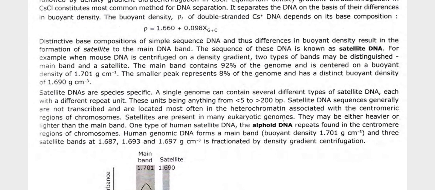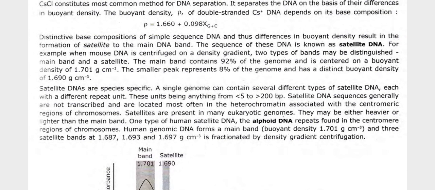Then the distinctive base compositions of simple sequence DNA and differences in buoyant density result in the formation of a satellite to the main DNA band. The sequence of this DNA is known as satellite DNA. For example, when mouse DNA is centrifuged in a density gradient, two types of bands may be distinguished: the main band and the satellite. The main band contains 92% of the genome and is centered at a buoyant density of 1.701 grams per centimeter cubed. The smaller peak represents 8% of the genome at a distinct buoyant density.